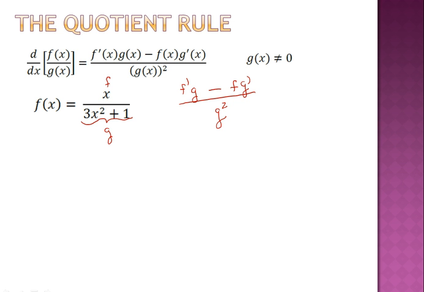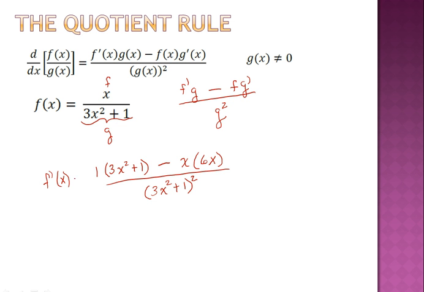Okay, let's follow the pattern. My derivative of x is 1. I'm going to leave the 3x squared plus 1 alone. I'm going to subtract and then keep my x. Deriving my 3x squared, I get 6x, and then deriving the 1 is just 0. And then divide by the entire denominator squared. So this is f prime.